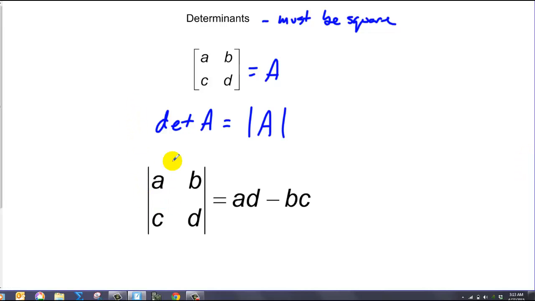So if I have the determinant of matrix ABCD, my 2 by 2, the calculation for the determinant is taking a cross multiplication of this diagonal, so AD, and subtracting from it the cross multiplication of this diagonal, BC, and getting some numerical value in this case.